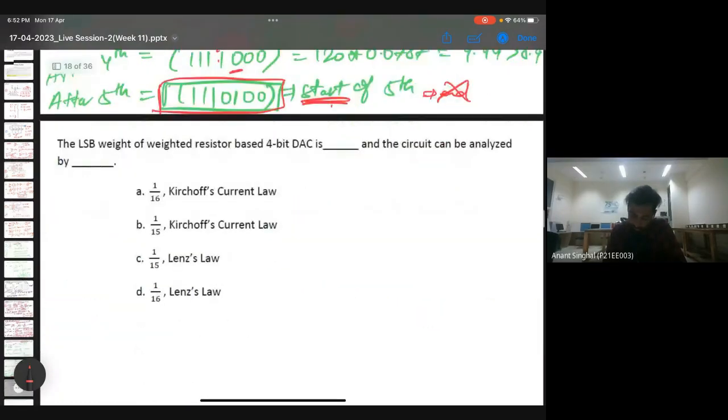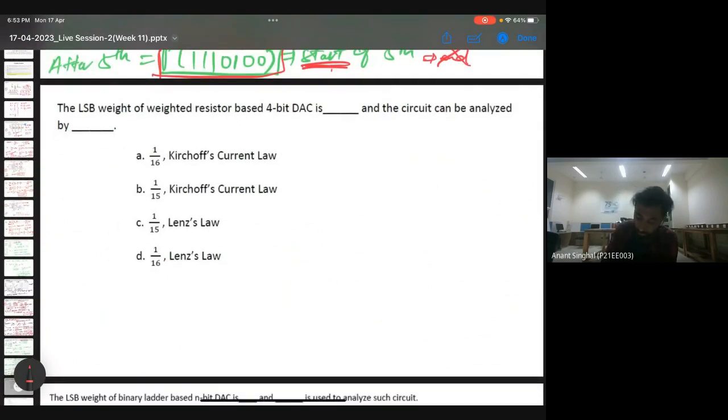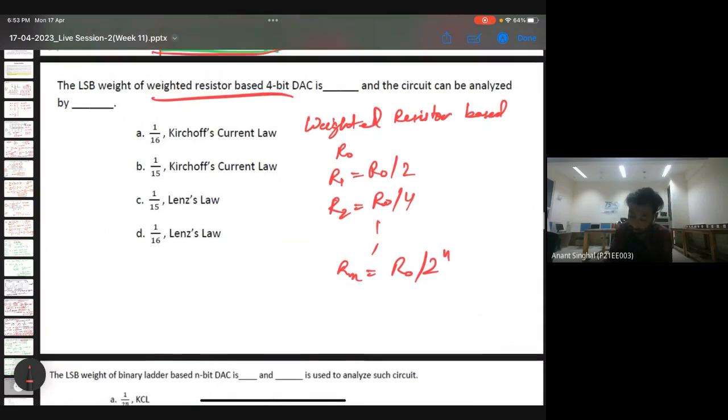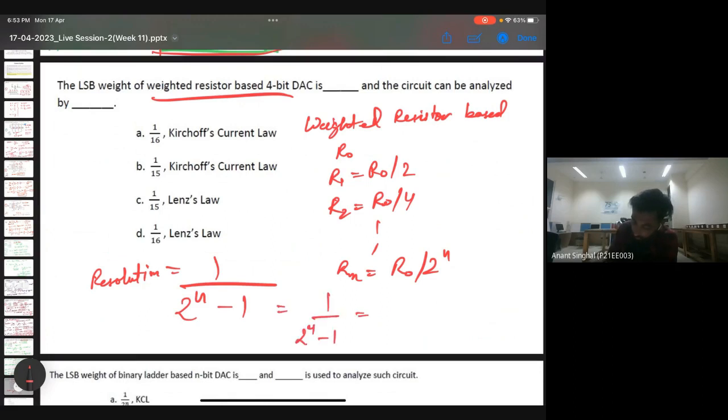Let's move to the next question. The question says the LSB of a, so we have already read about this weighted register based DAC. We have already calculated there is an R naught, then R1 is R naught by 2, R2 will be R naught by 4, and so on, and Rn will be R naught upon 2 to the power n. So this is nothing but the resolution that has been asked, so it is nothing but 1 upon full scale minus 1. It is given that it is a 4 bit, so it will be 1 upon 2 to the power 4 minus 1, which is 1 by 15.